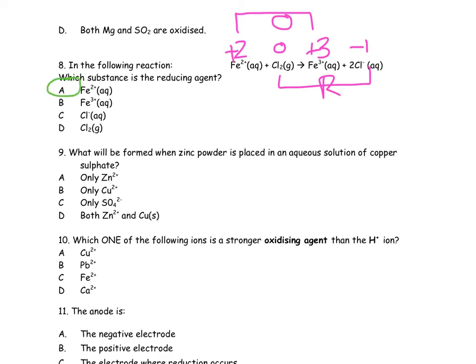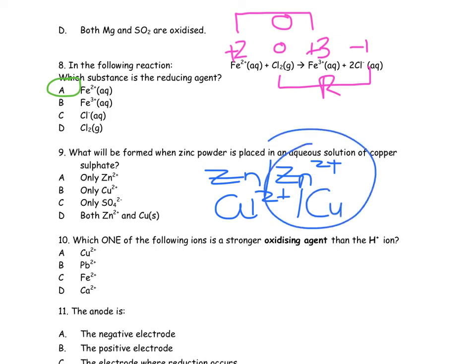Then your next one, what will be formed when zinc powder is placed in an aqueous solution of copper? This is your classic Daniell cell. It's zinc metal becomes Zn2+. You could use the information sheet for this, and then your copper sulfate, copper 2+ ion becomes copper metal. So what do you get out of it? You get Zn2+ and copper metal.